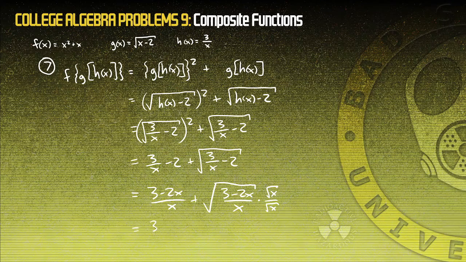So when you do that, you get 3 minus 2x over x plus the square root of x times the square root of 3 minus 2x, which is 3x minus 2x squared under the square root, and you get an x here on the denominator, so you can actually just put all of these terms over x.